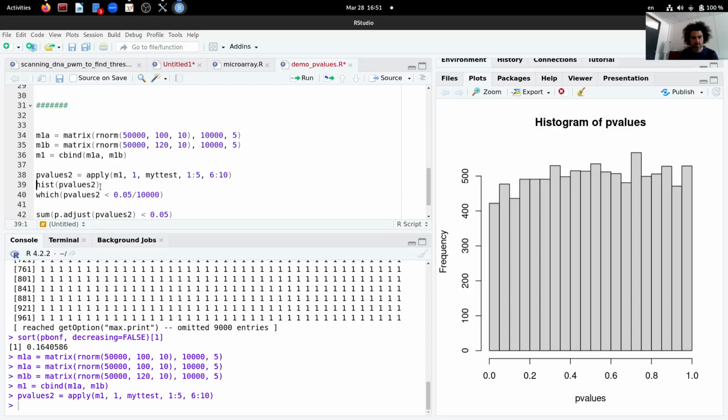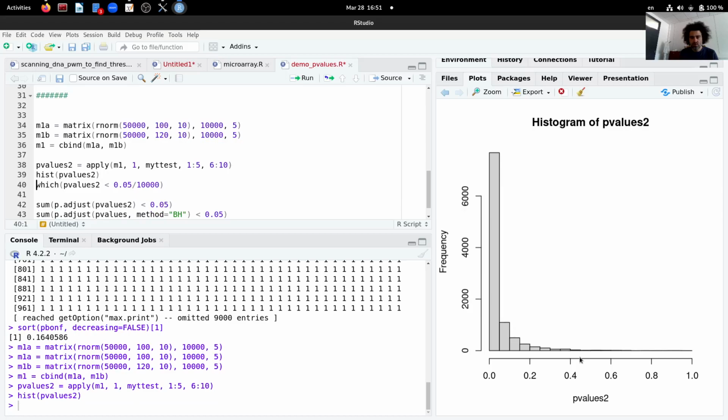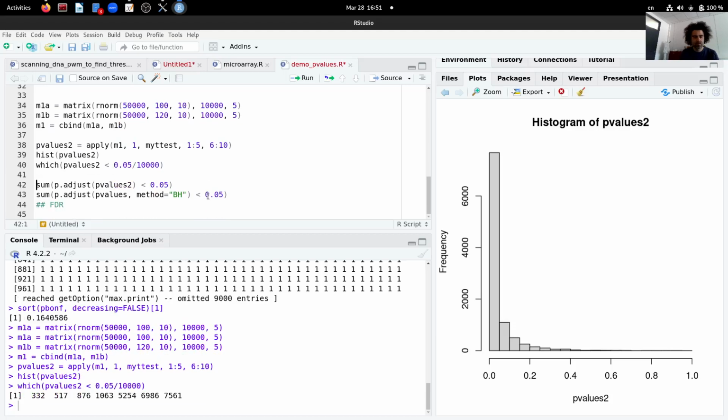Now if we make the histogram, we will see that the picture here is quite different than when the null was correct. We have many genes with small p-values, and we have much fewer genes with high p-values. However, if we apply the Bonferroni correction here, setting as a threshold 0.05 divided by 10,000, then we just find 7 genes that are able to escape this threshold.